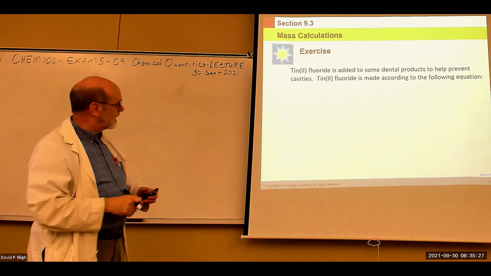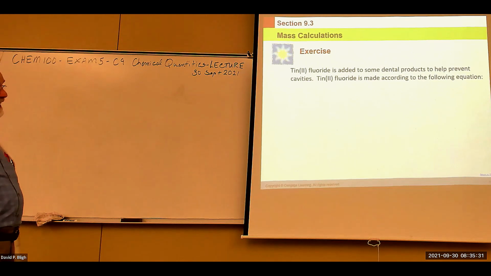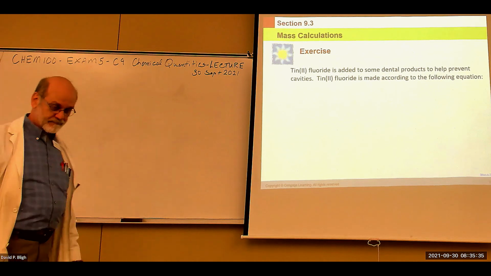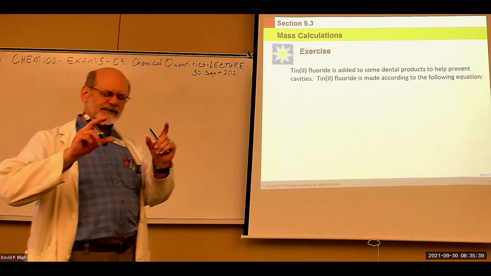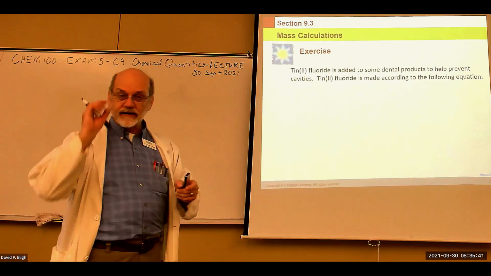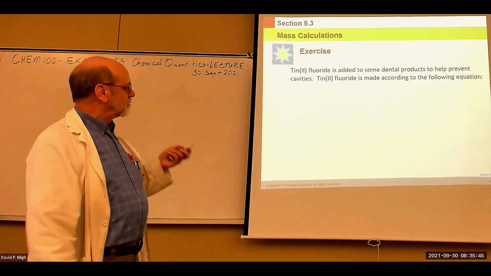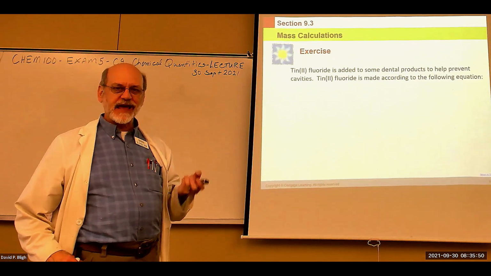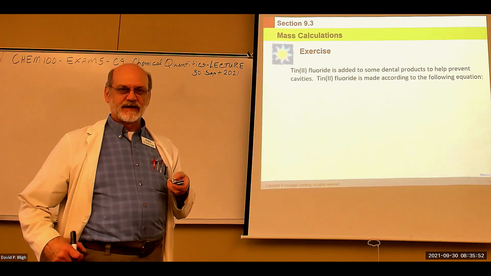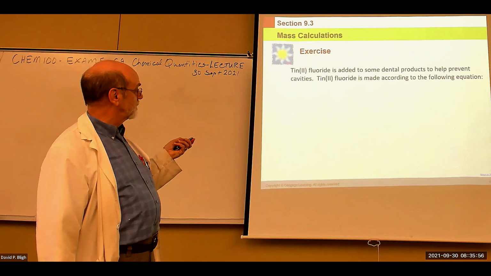Let's see, another example. Tin(II) fluoride is added to some dental products to help prevent cavities, right? Another name for that, if you look on a tube of toothpaste that's got fluoride in it, and all of them do now, you will see in the ingredients a compound called stannous fluoride. That's exactly the same thing as tin(II) fluoride.